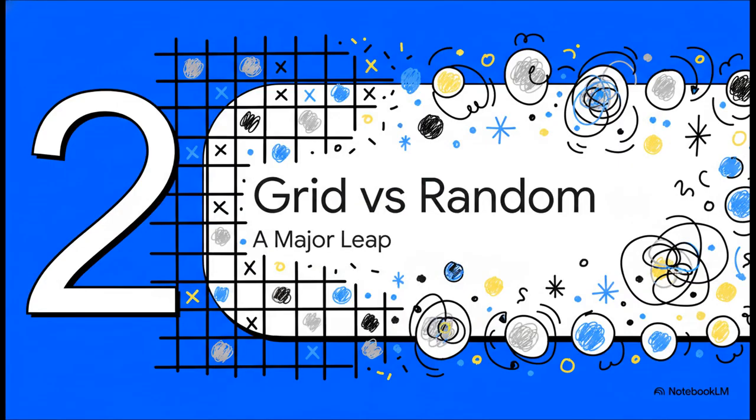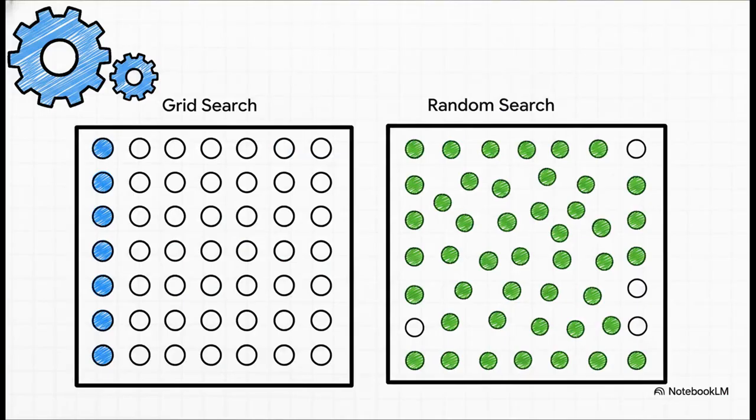Which brings us to Section 2, grid versus random search. This is where things start getting interesting. This is our first major evolutionary leap in the tuning journey. We've got to ditch the rigid grid. The crucial point here is that random search mathematically outperforms grid search. Researchers Bergstra and Bengio actually proved this.